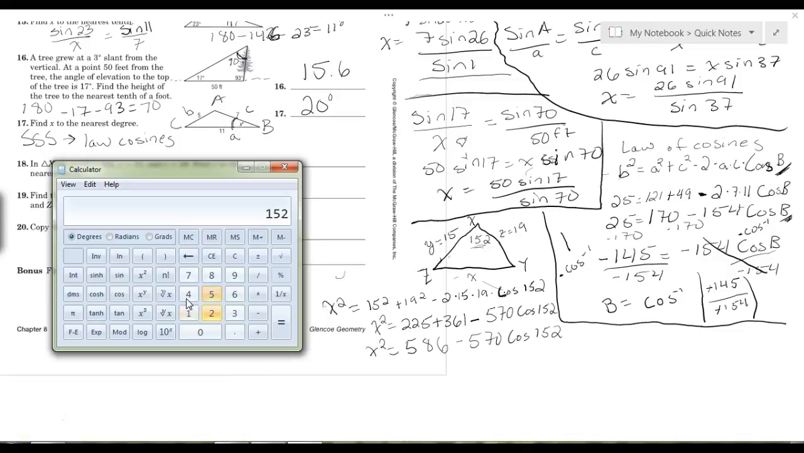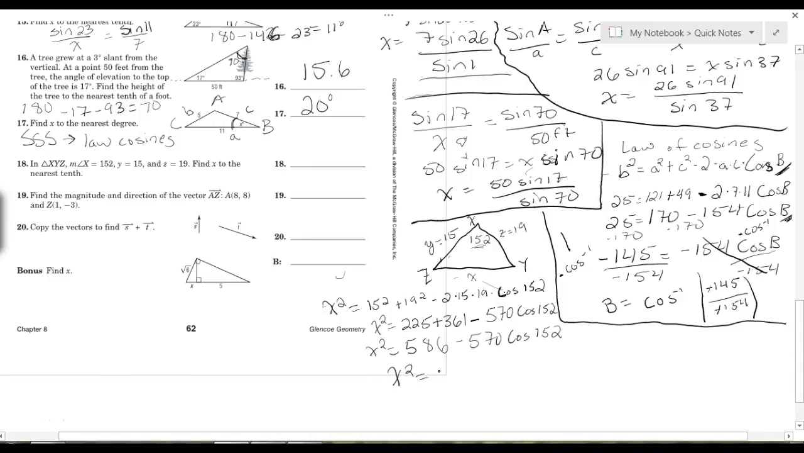So 152, the cosine of it is negative 0.88. And then I'm going to multiply that by 570, but it's negative 570. So I get 503. Then I'm going to add my 586. So I get 1089 is going to be x squared. So I'll go ahead and write that down.